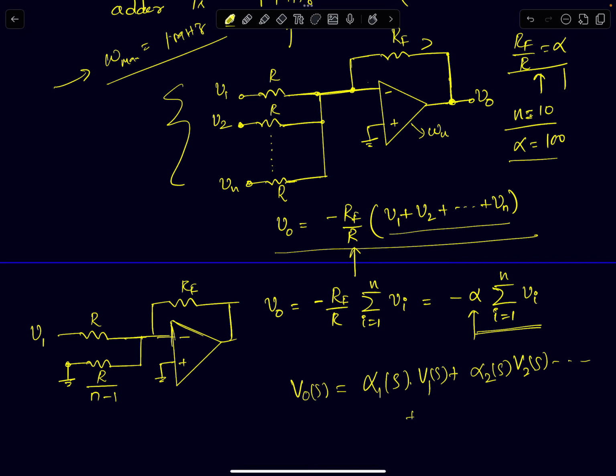So I can express my output in terms of this, and therefore the rules of superposition can be applied here. So if I short all the inputs, you will have n minus 1 resistors coming in parallel, so that equivalent resistance will be R by n minus 1. And the resistance seen by V1 will be R.